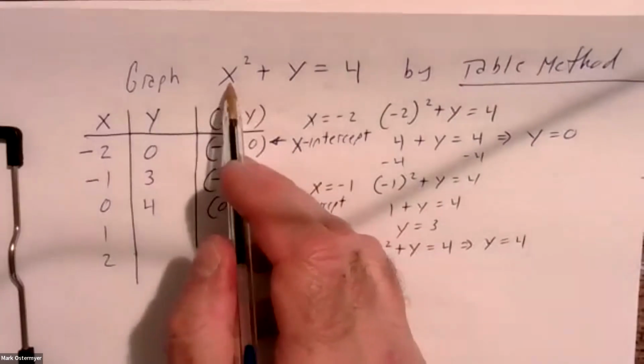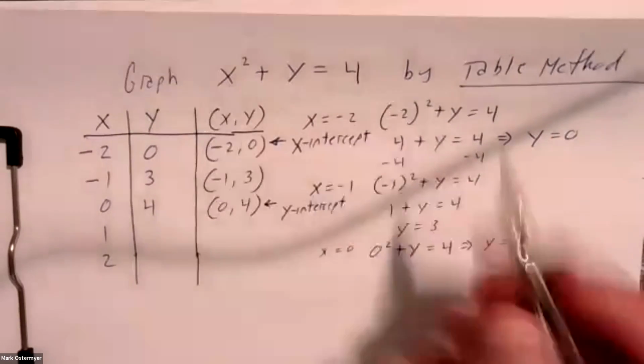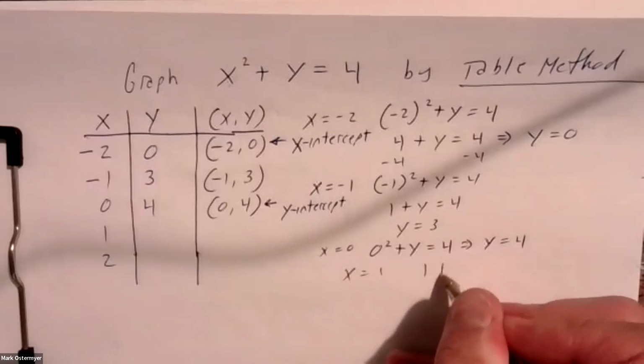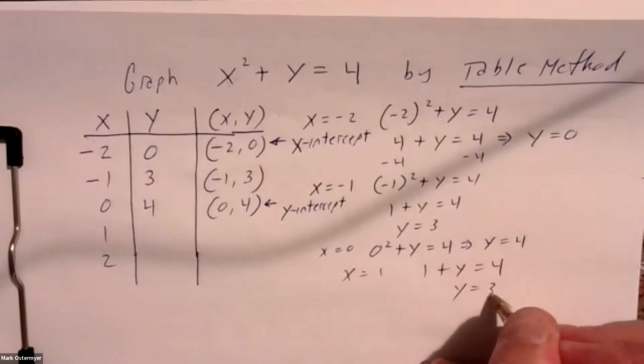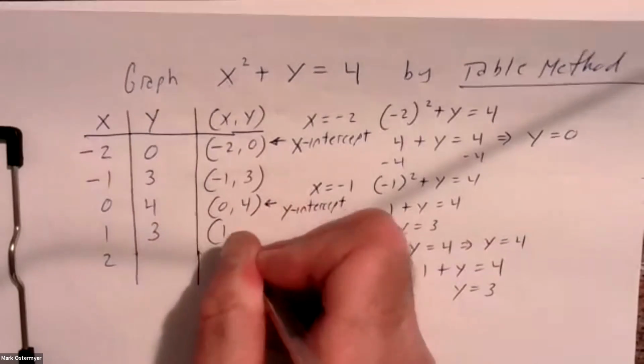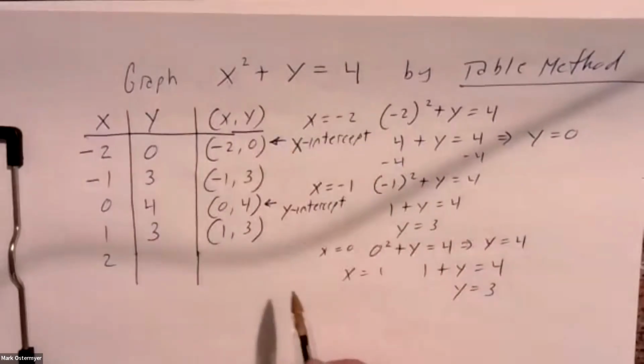If X is equal to 1, we put 1 in here. 1 squared is 1, and we'll have 1 plus Y equals 4. Solving for Y, we subtract 1 from both sides, and we get Y is equal to 3. Yet another point that lies on the graph of this equation.